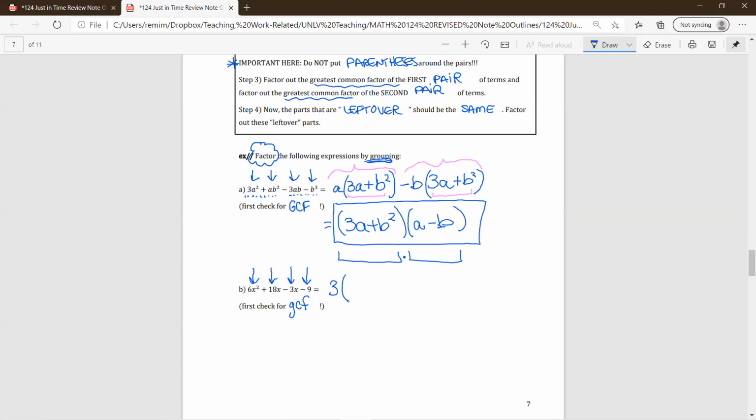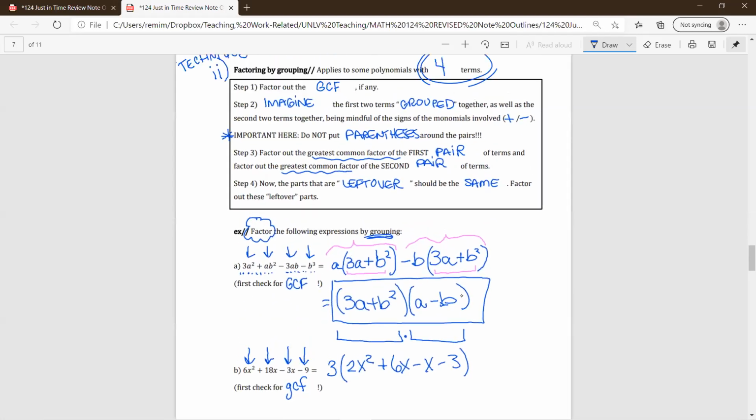So when we pull the 3 out, we're just dividing each of the terms by 3. So if we do 6 divided by 3, we get 2, and then the x squared. If we do 18 divided by 3, we're going to get plus 6, and then the x. Over here, if we divide the -3 by 3, we're going to get a -1x. And then lastly, if we divide -9 by 3, it's a -3. Be careful with your positives and your negatives. So that was step 1. We factored out the GCF. So on to step 2.